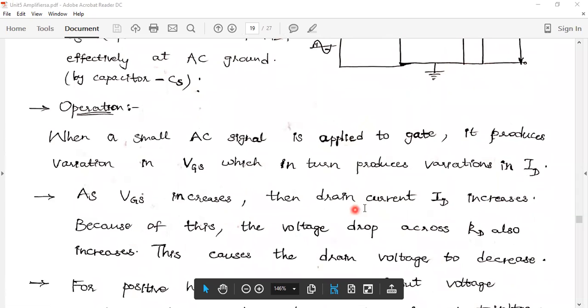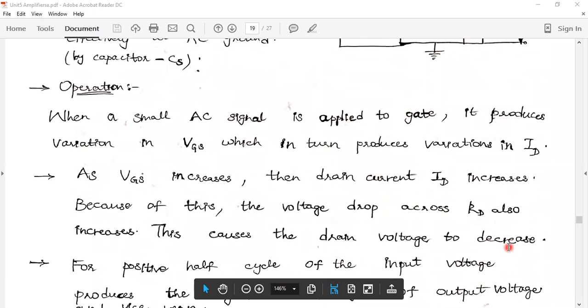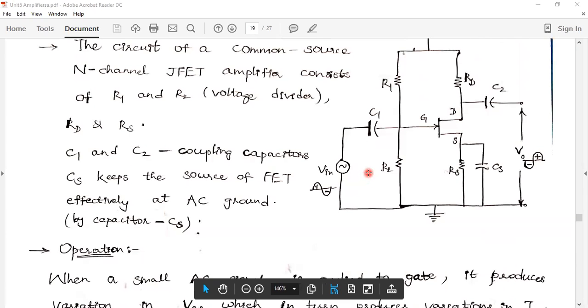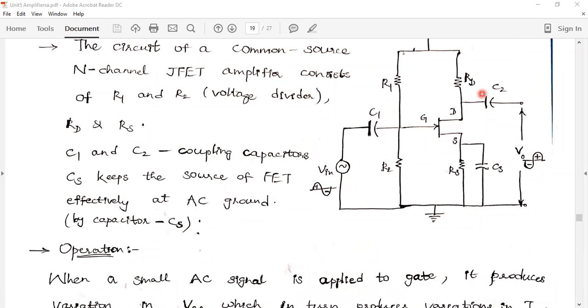As VGS increases, the drain current ID increases. Because of this, the voltage drop across RD also increases. This causes the drain voltage to decrease. As VGS increases, with this flow of current ID, this drop keeps on increasing.